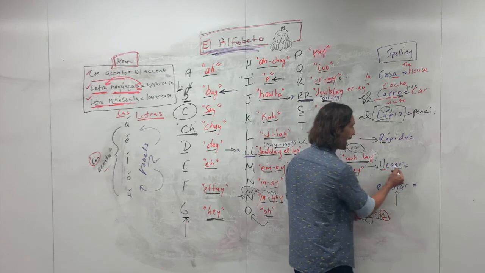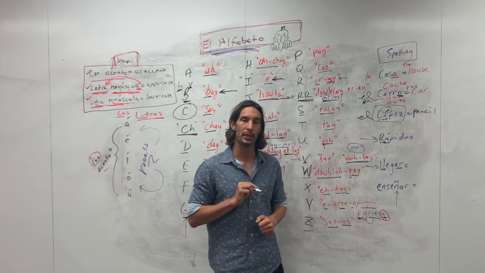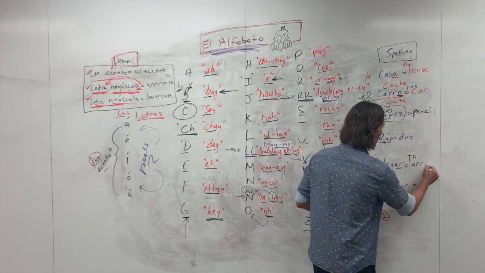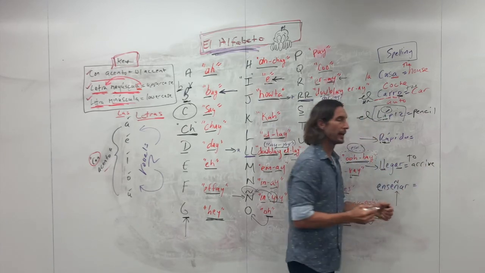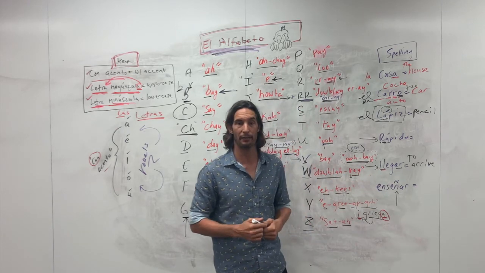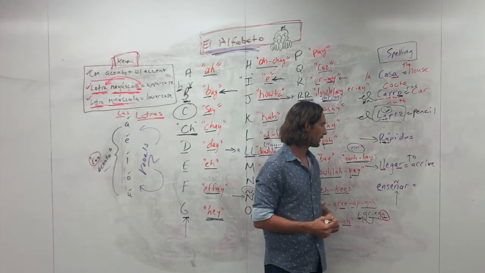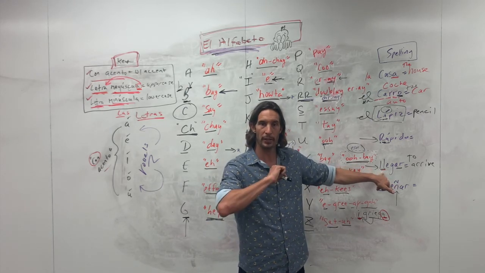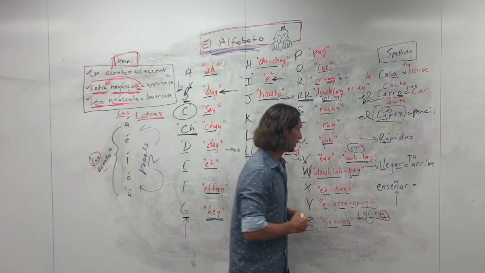Llegar is actually an AR verb, and we'll get to those in another lesson, but it's an AR verb that means to arrive, right? Llegar, to arrive. And this is actually an infinitive, which just means an unconjugated verb. And so this means to arrive. Notice here we have the double L, and so I'm going to show you how to do that two different ways as well. So let's do it.